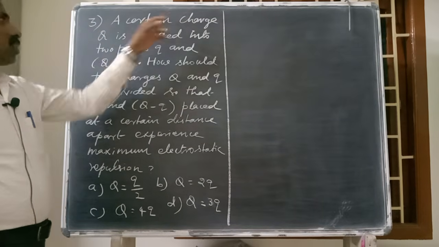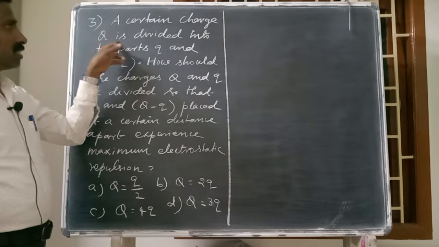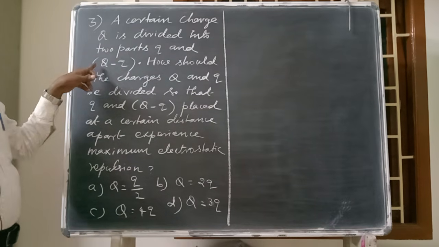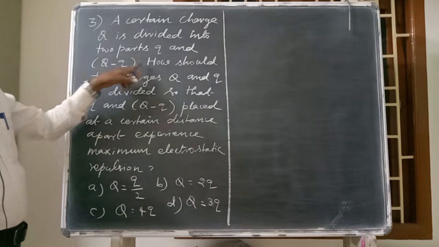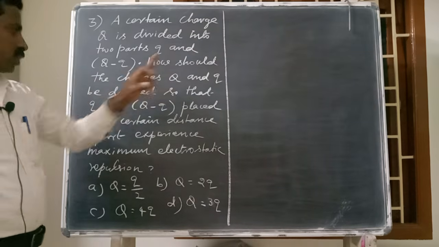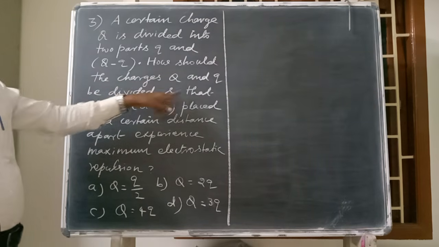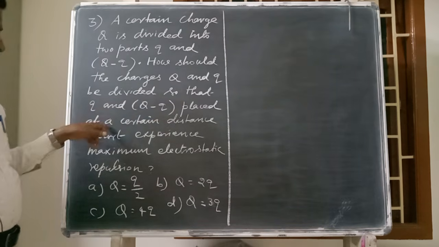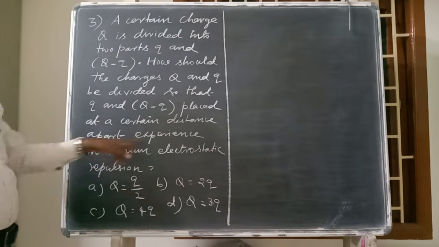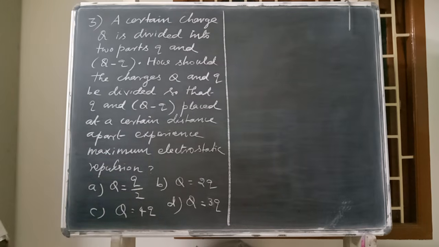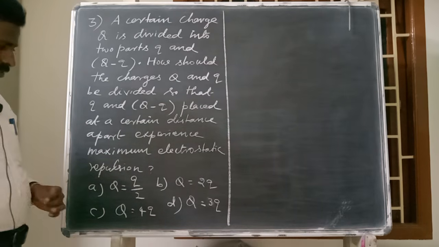A certain charge capital Q is divided into two parts, small q and capital Q minus q. How should the charges capital Q and small q be divided so that small q and capital Q minus q, placed at a certain distance apart, experience maximum electrostatic repulsion? This is the question. Options are given.